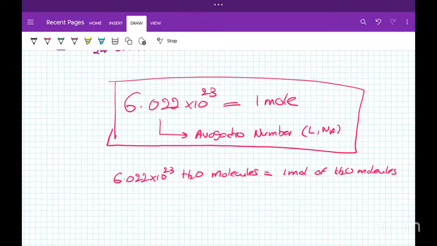So likewise, if you take 1 mole of H2O, there are 2 moles of hydrogen, 1 mole of oxygen. This concept is very powerful.